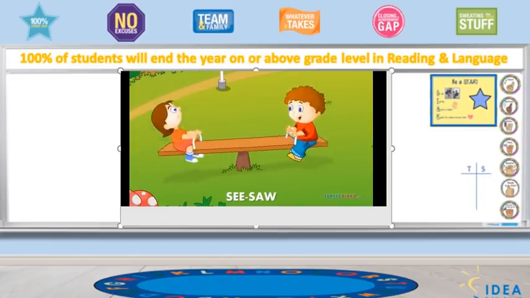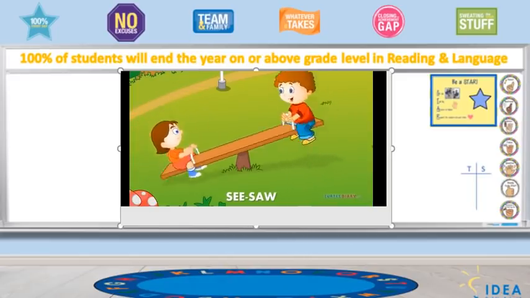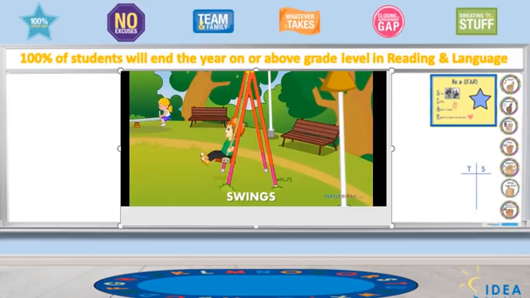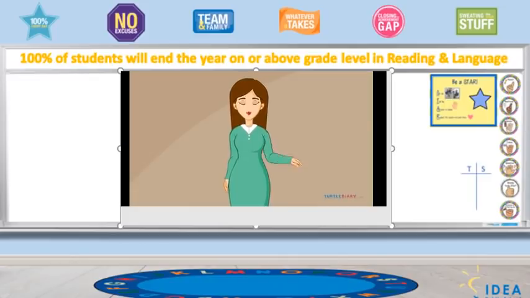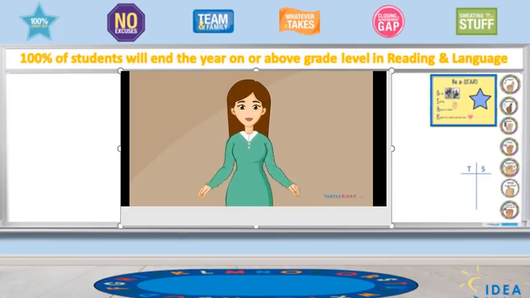The seesaw goes up and down. The swings go back and forth. The merry-go-round goes around in a circle. There are so many ways in which things move. Everything we just described is a type of motion.